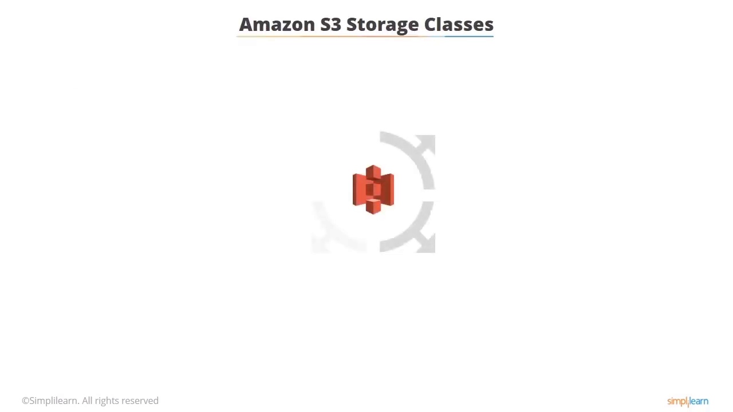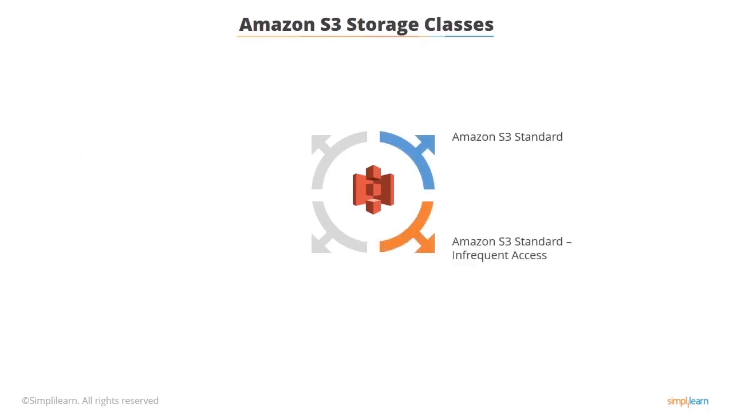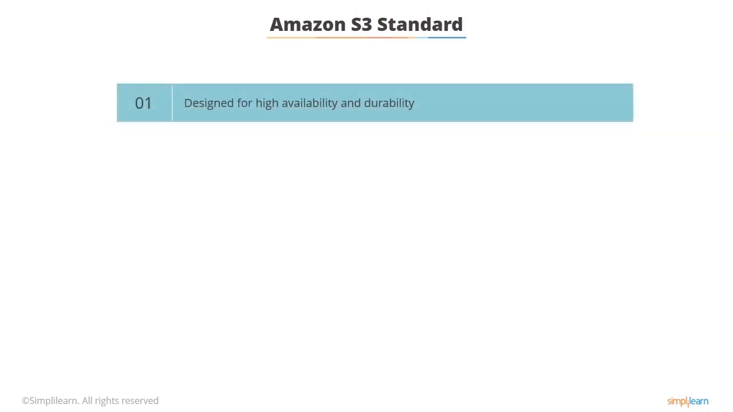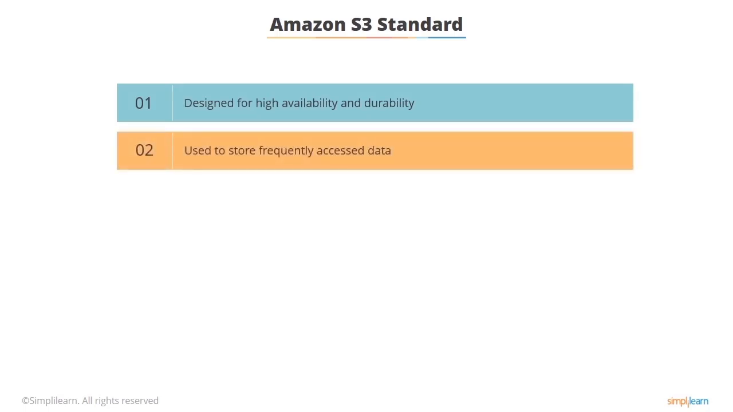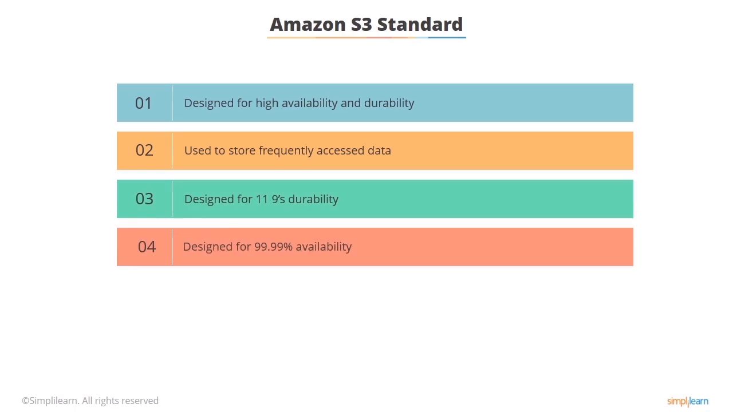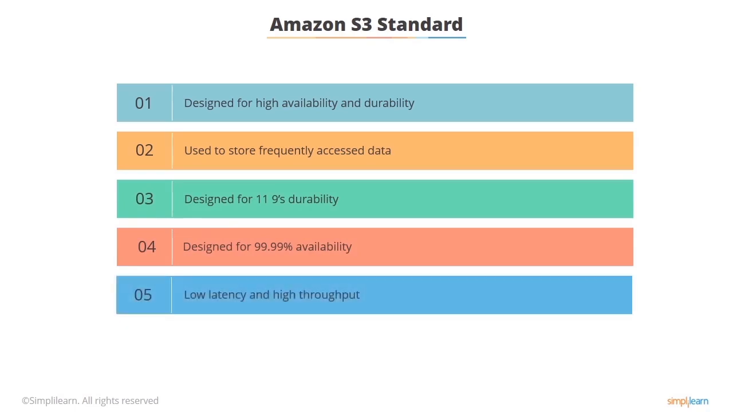Amazon S3 comes in a range of storage classes for different data categories. These are Amazon S3 Standard, Amazon S3 Standard Infrequent Access, Amazon S3 Reduced Redundancy Storage, and Amazon Glacier. So let's start by taking a look at Amazon S3 Standard. Standard is designed for high availability and durability, and it's used to store frequently accessed data. It's designed for 11 nines durability and 99.99% availability, and it's perfect for low latency and high throughput environments.